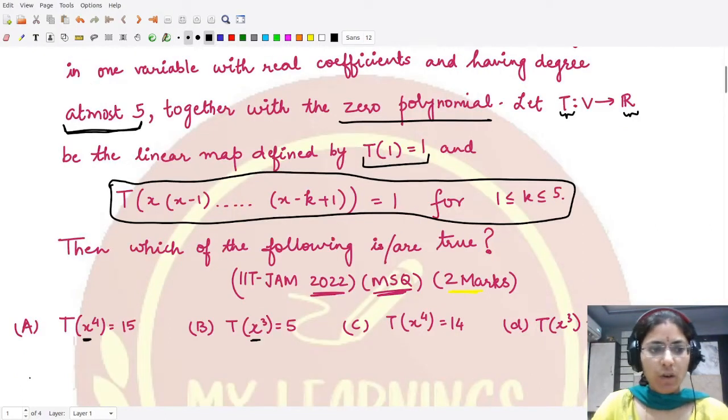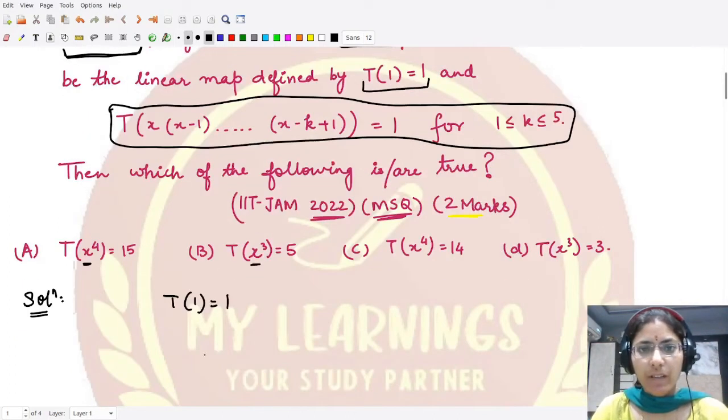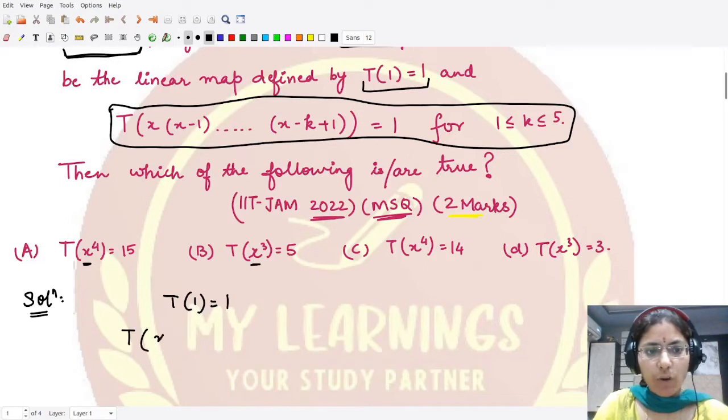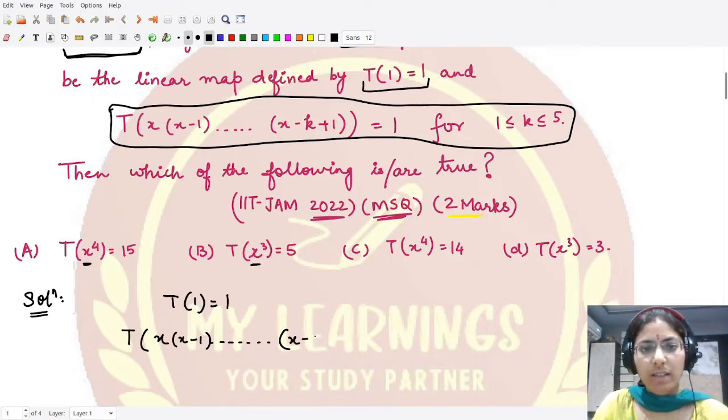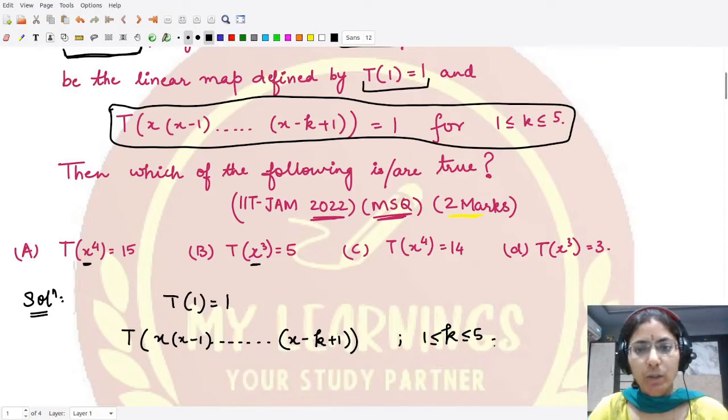So first of all, for the solution, what we are given is T of 1 is equal to 1, and we are given that T of x times x minus 1, and we keep on doing this up to the stage when we have x minus k plus 1, right? And here k varies from 1 to 5, 1 and 5 included, right?